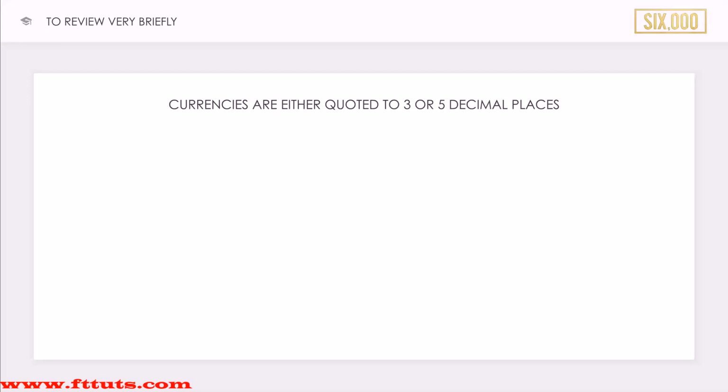Now in day 3 we learned that currencies are either quoted to 3 or 5 decimal places. So for Japanese yen pairs, this is 3 decimal places. And for Great Britain pound US dollar or euro US dollar and currency pairs of that nature, most of your majors and minors, these are quoted at 5 decimal places.